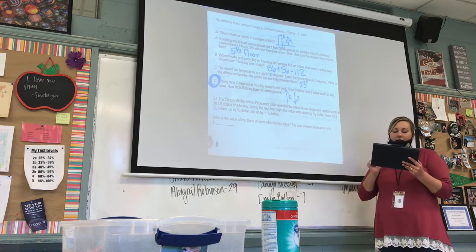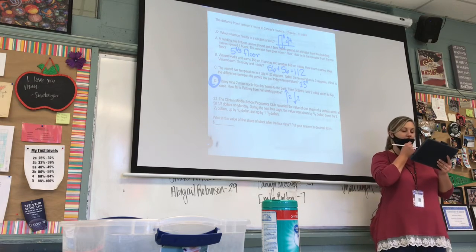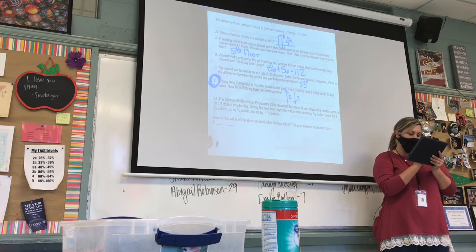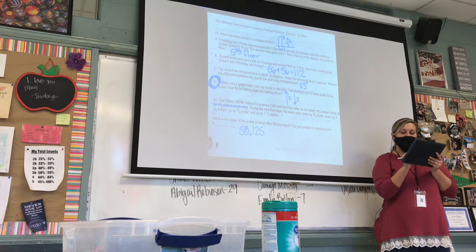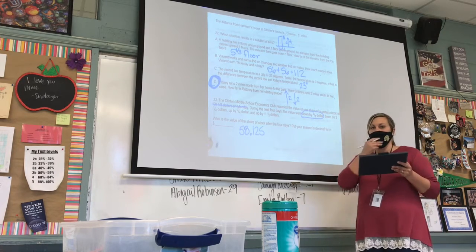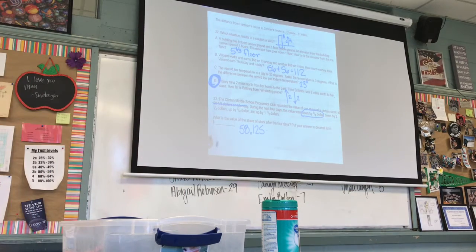Alright, so we've got stock. What does it say the starting stock price is? 58 and 1/8. What is 1/8? 0.125. Alright, so we got that. Then it says it goes down 3/8. What does down mean we're going to do? Subtract. And what is 3/8? 0.375.